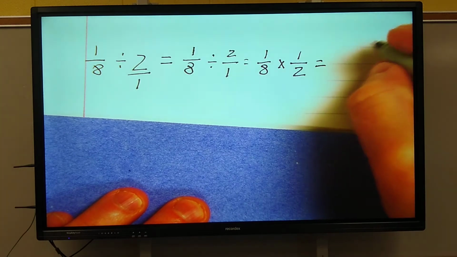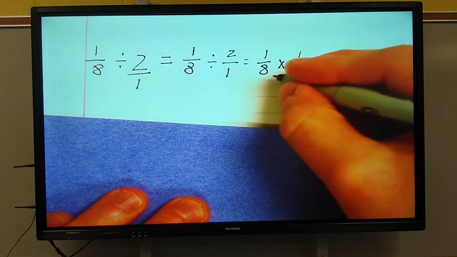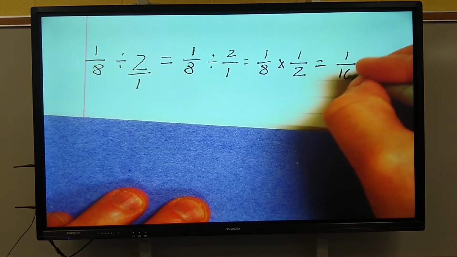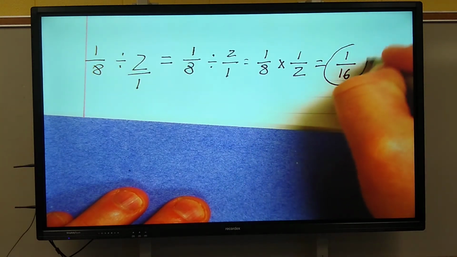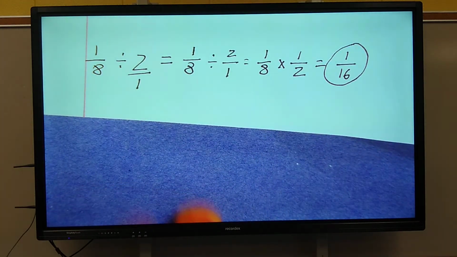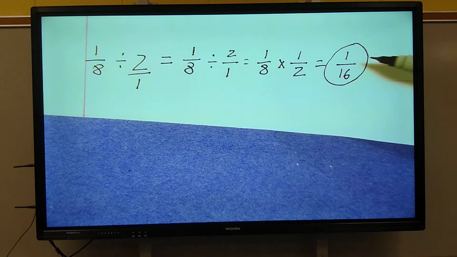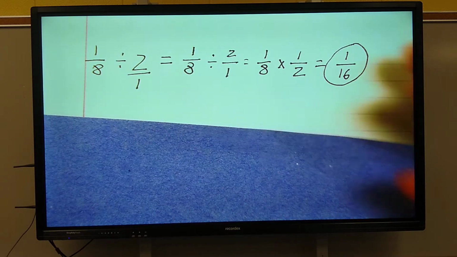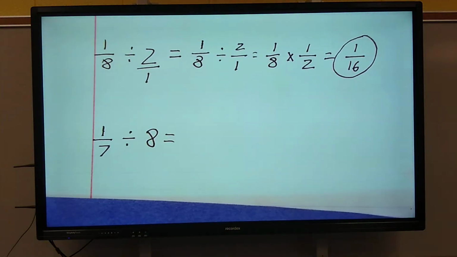1 times 1 equals 1. 8 times 2 equals 16. That is not an improper fraction, and that is in simplest form. Anytime you've got 1 as a numerator, you should automatically know it is in simplest form. I'll leave that one up there as an example.